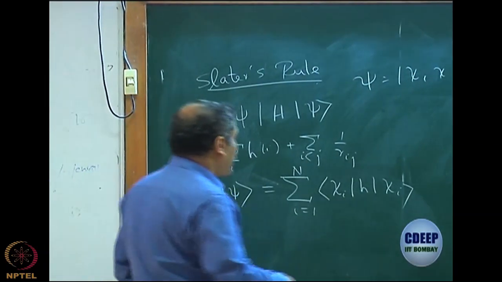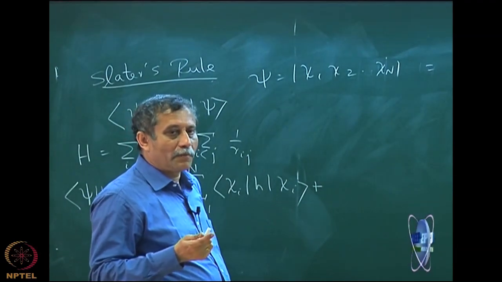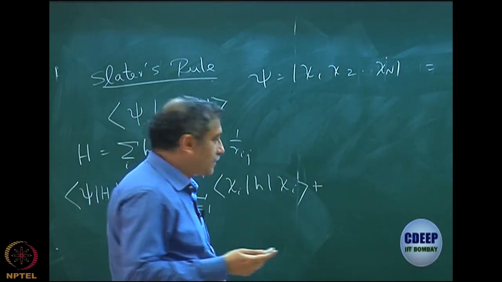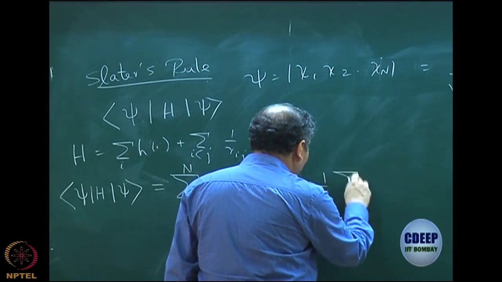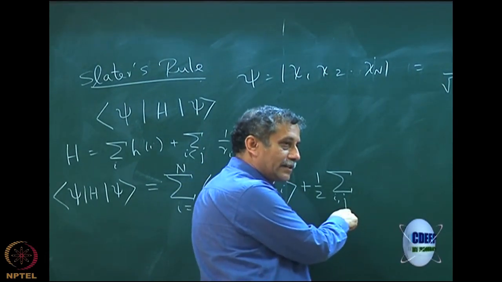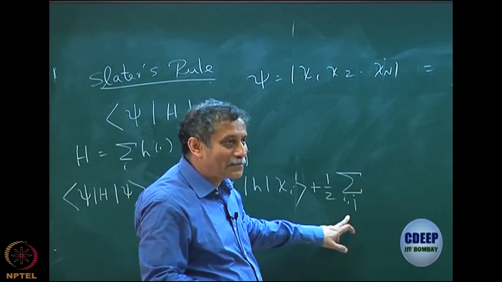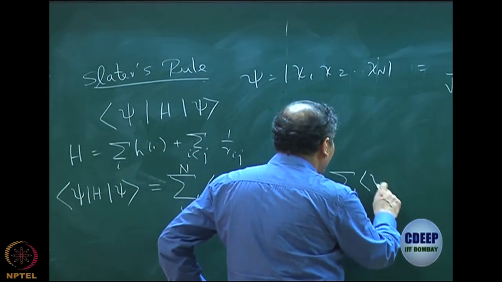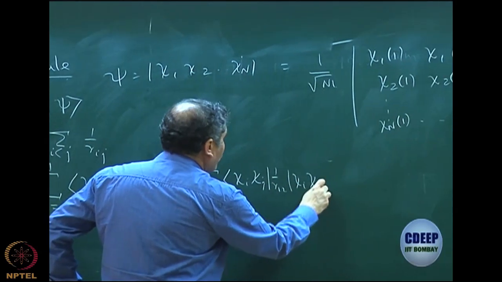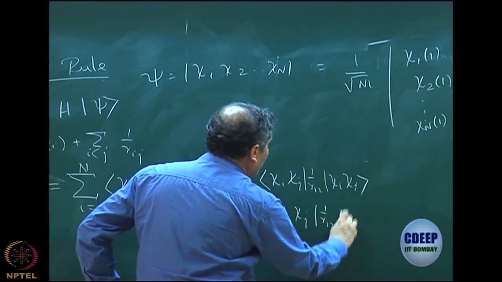Okay. Then you have the next term, which is, tell in any one form, whichever form you remember. Half of, okay, that is one form, half of summation all i all j. If it is i less than j, then half won't be there. If it is half, it must be all i all j, correct? So, then this is two electron integrals chi i chi j 1 by r 1 2 chi i chi j minus chi i chi j 1 by r 1 2 chi j chi i.